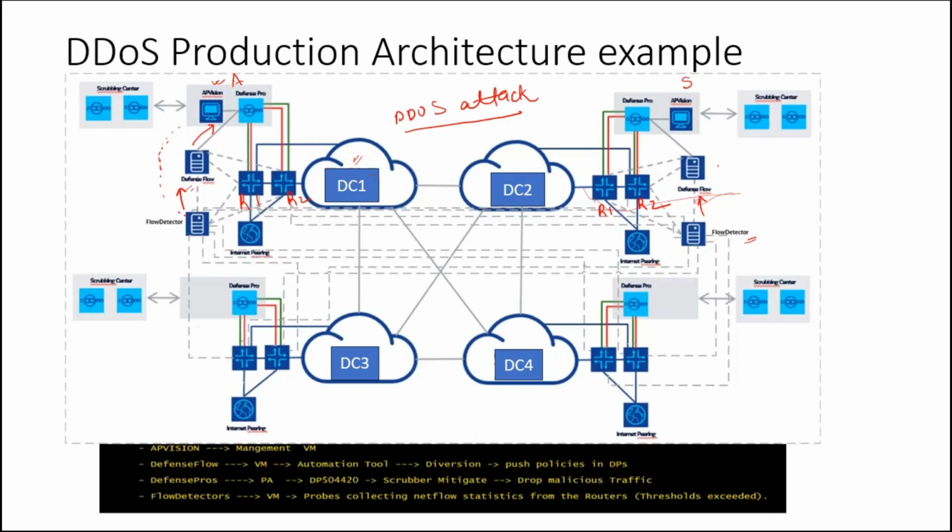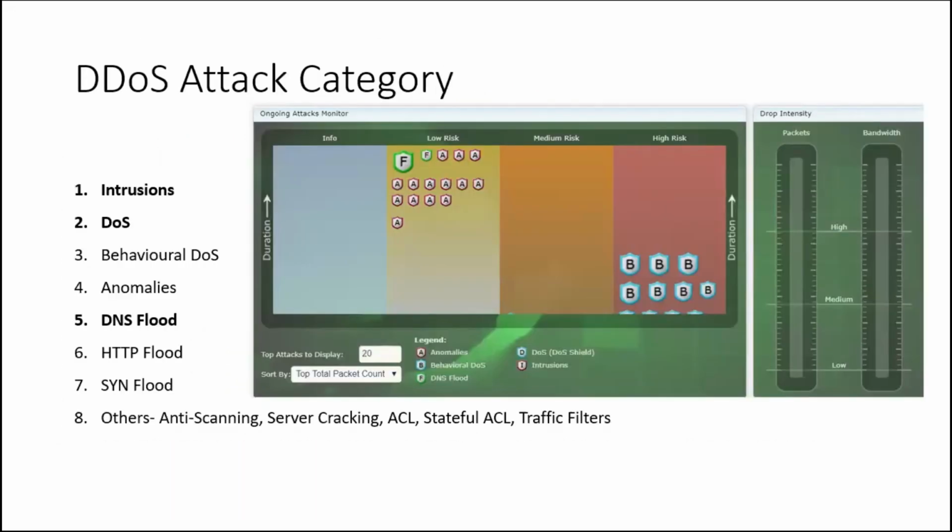Now I'll tell you an example of the DDoS attack category. We have different attack categories. There can be intrusion, there can be a DoS, there can be a behavioral DoS. It can be anomalies, DNS flood, HTTP flood, SYN flood. So many attack categories can be there.